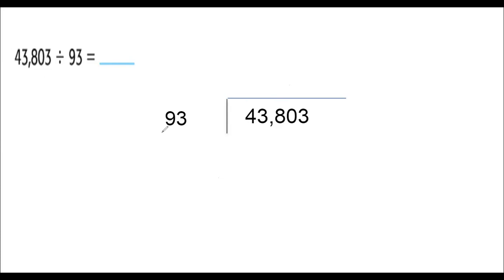Well, if I use my knowledge of estimation, 93 is somewhat close to 100. 438 is close to 400. Perhaps I can divide 400 by 100 and try 4. I'm just going to try 4 because some of what you do in division is just guessing a number, and you might have to work that number out. Let's keep going. 93 times 4.